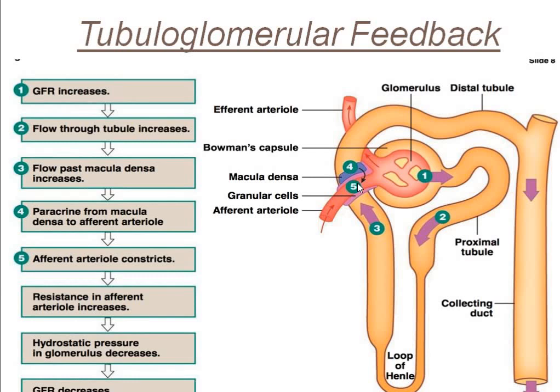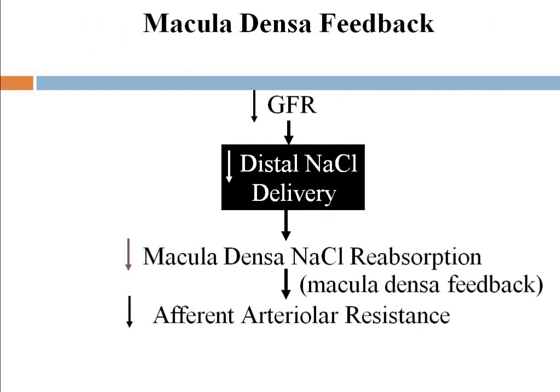This sends signals to afferent arterioles to be constricted. Once they constrict, the amount of inflow will decrease, and GFR is going to be decreased. Okay, now how is this happening? If there is a decrease in GFR, there will be a decrease in NaCl delivery.